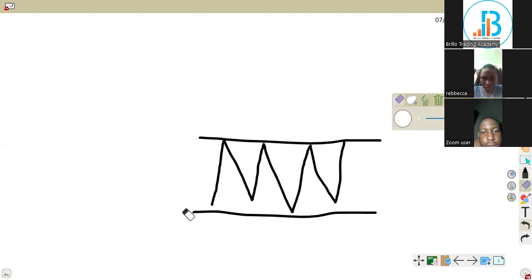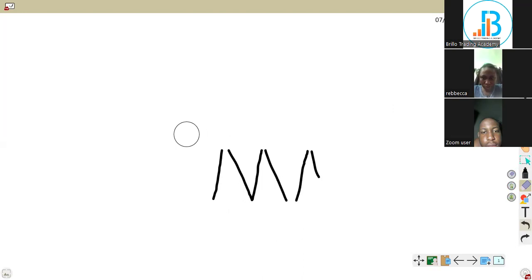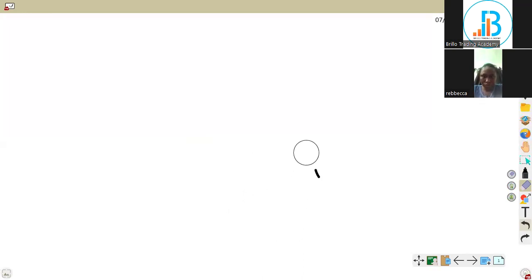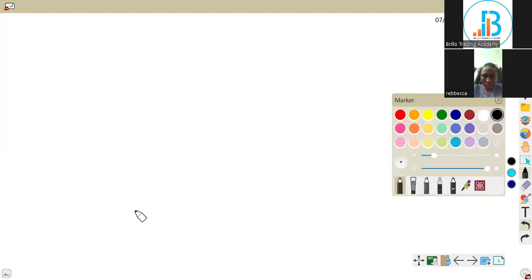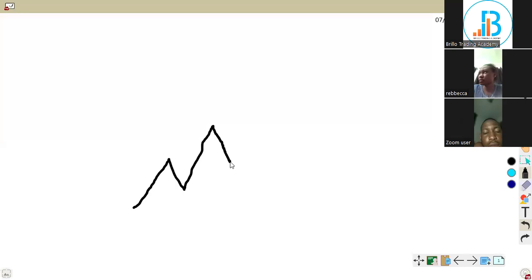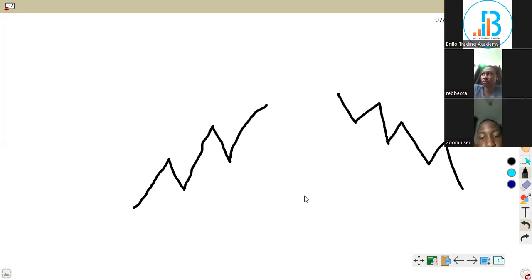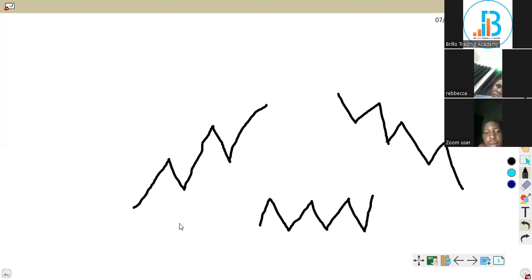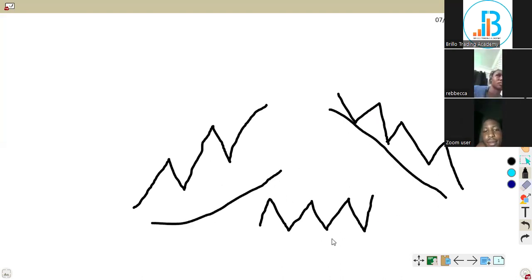So I'm just going to draw the tree structure on the screen, starting with an uptrend, all right? So this is an uptrend, and this is a downtrend. Sorry for the drawing. And finally, we have a ranging market. So this is an uptrend, this is a downtrend, and this is a ranging market, all right?